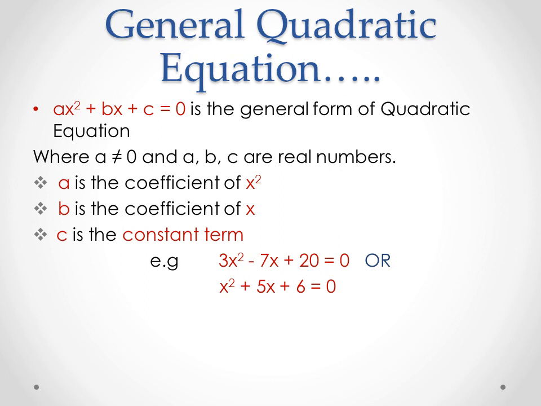Examples I have written here are 3x square minus 7x plus 20 equals 0 and x square plus 5x plus 6. Here you can see that with the variable x I have taken the negative sign. So that doesn't mean that only plus signs are used in the equation. We can also use the negative signs as well.